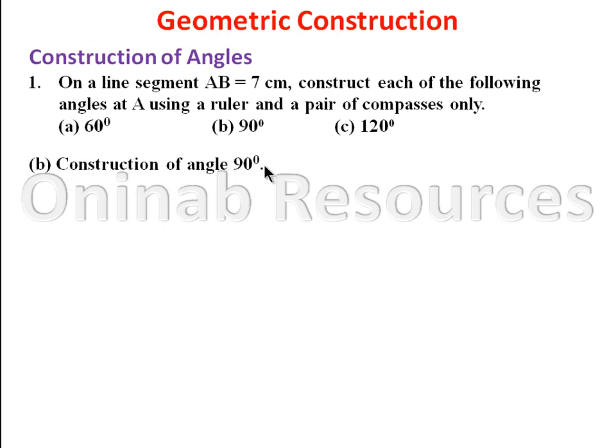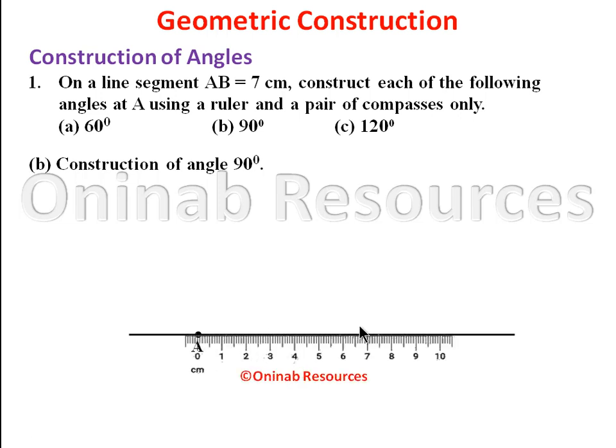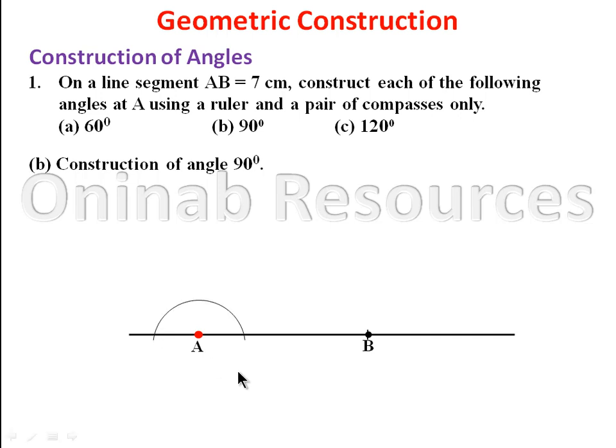So that's construction of angle 90 degrees. Also, you draw a line segment, a horizontal line, locate point A. That's A from your ruler. We mark out 7, since AB is 7 centimeters. So we have a point B. From point B, we open again a convenient radius, take A as center. This time around, we are going to construct a semicircle with a convenient radius with a pair of compasses.